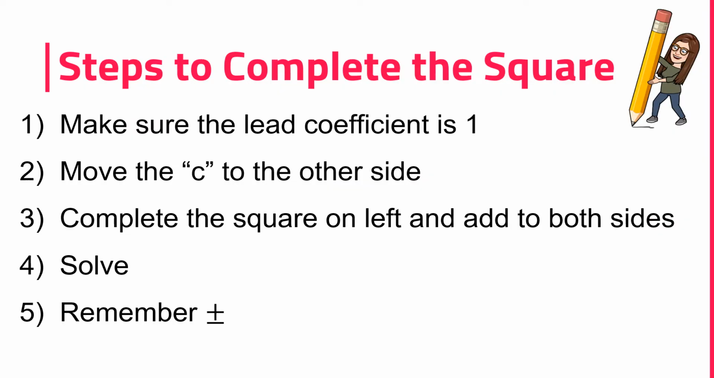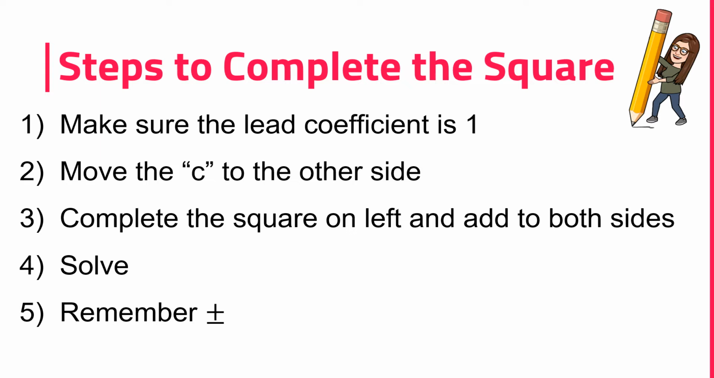Let's start off with some steps, which are available on the front of your foldable. If you don't have the foldable, make sure you jot these down in your notebook. The first goal is we want to make sure it's in standard form and that the leading coefficient is 1. If it's not 1, then we need to divide by a factor to make it 1.